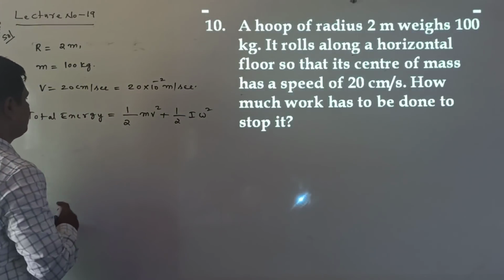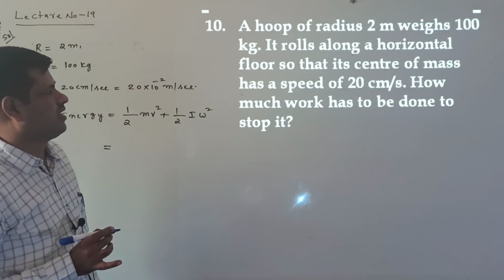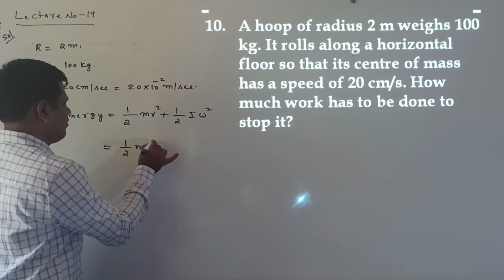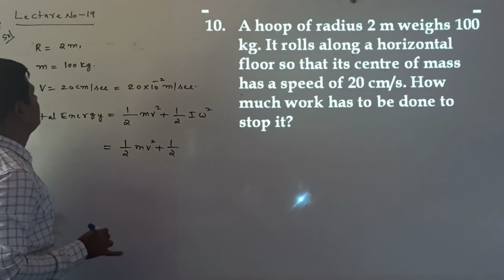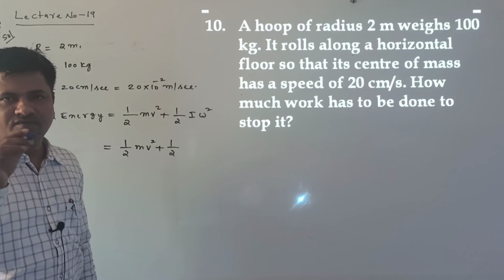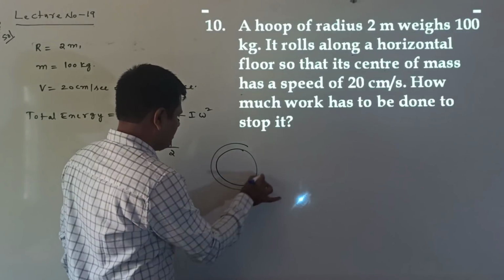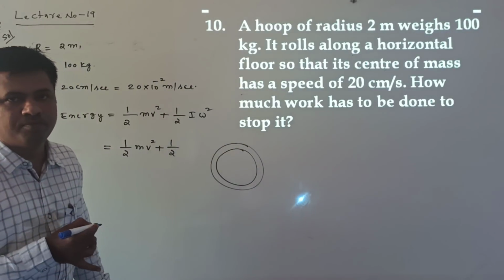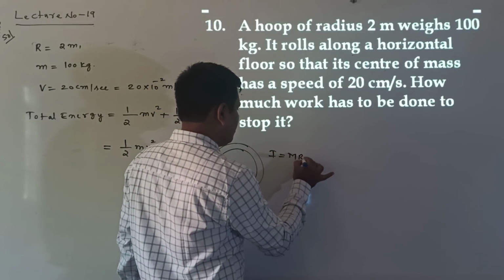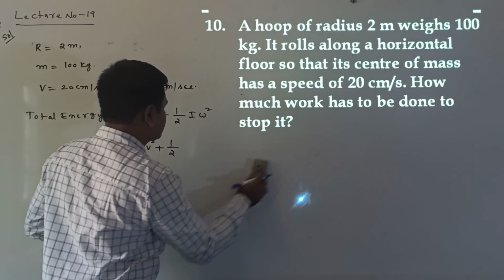Now I am writing the total energy: half mv square plus half I omega square. This is a hoop of radius. A hoop is nothing but a wheel, a ring, where there is no mass inside. No mass inside means it is just a ring, and for a ring the moment of inertia formula is I is equal to mr square. Now I am substituting I is equal to mr square.